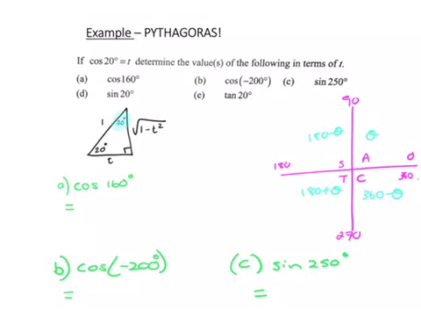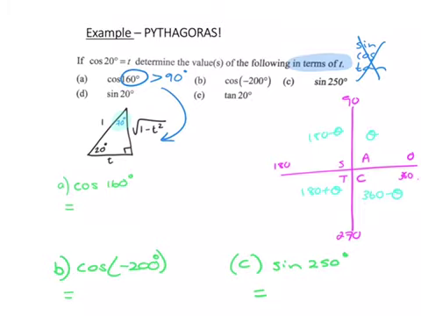Now we're going to work with determining the values of a to e here in terms of t. So when they say in terms of t, it means we don't want a sine, cos, or tan at all left over, or an angle. We just want something with t's. Okay, so for the first one, cos 160. The problem with 160 is that it's greater than 90 degrees, and nothing in my triangle here is greater than 90 degrees.